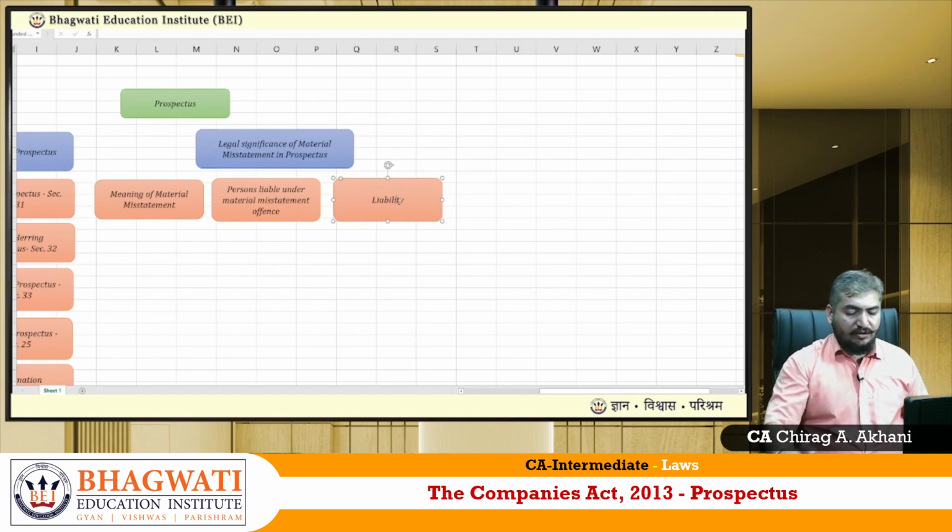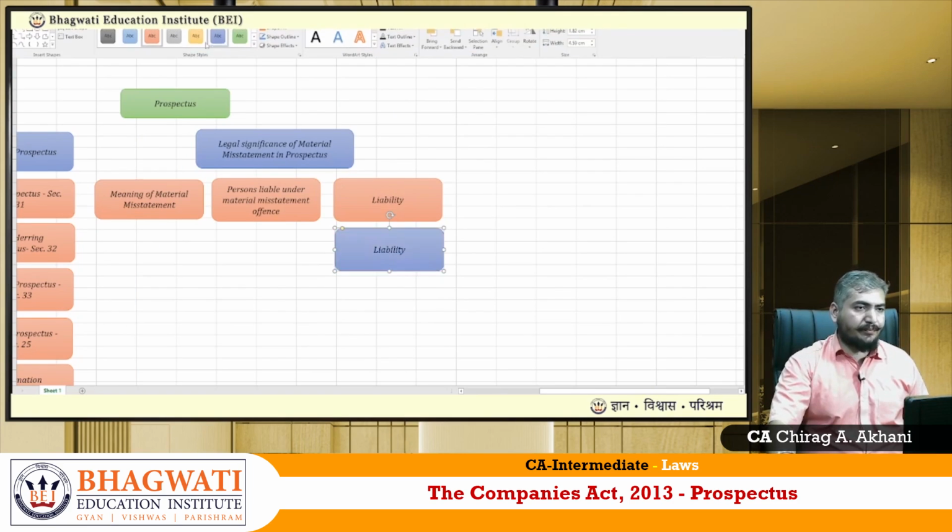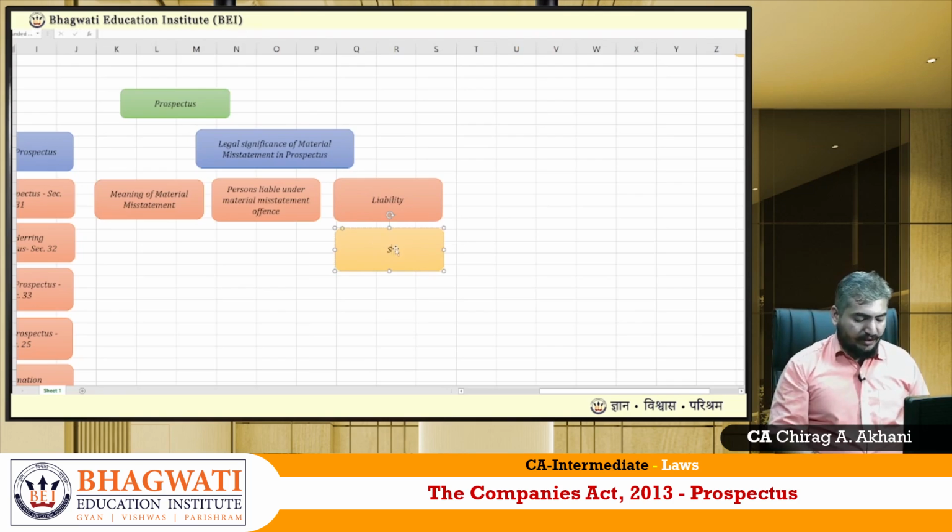Liability is nothing but what kind of actions can be taken against the responsible persons. Now, liabilities are further categorized into three parts. What are those three parts? First of all, we have section 34. Section 34 talks about criminal liability.